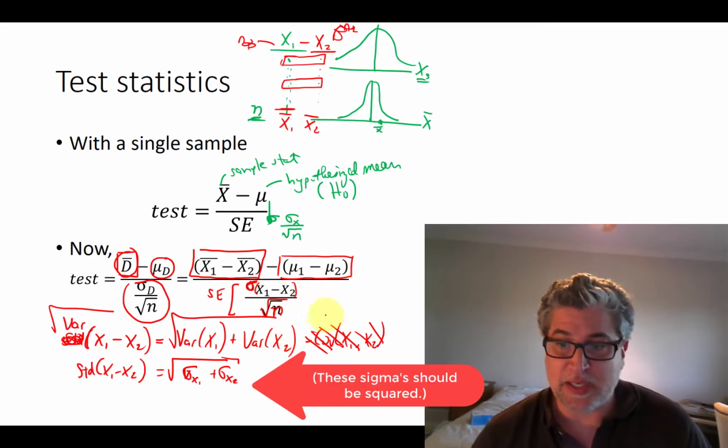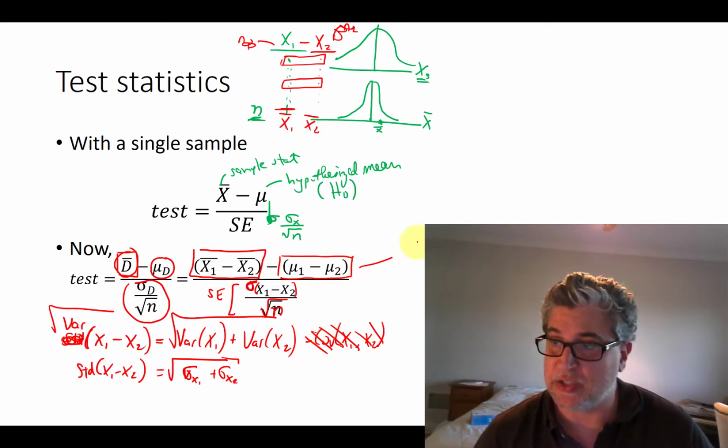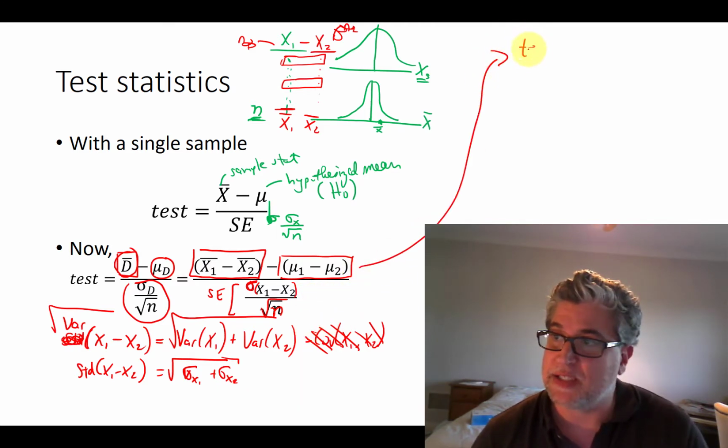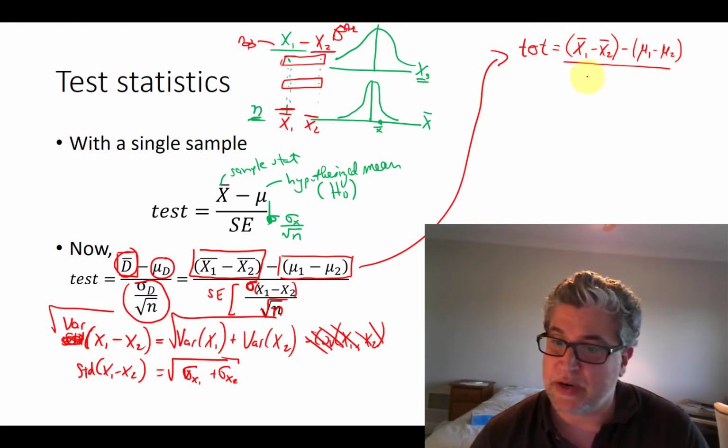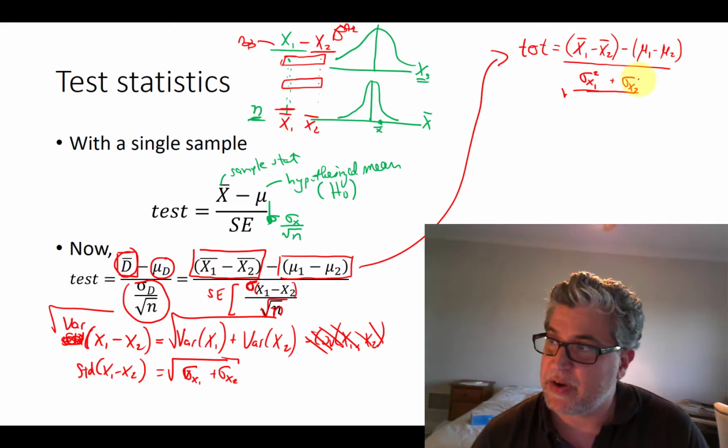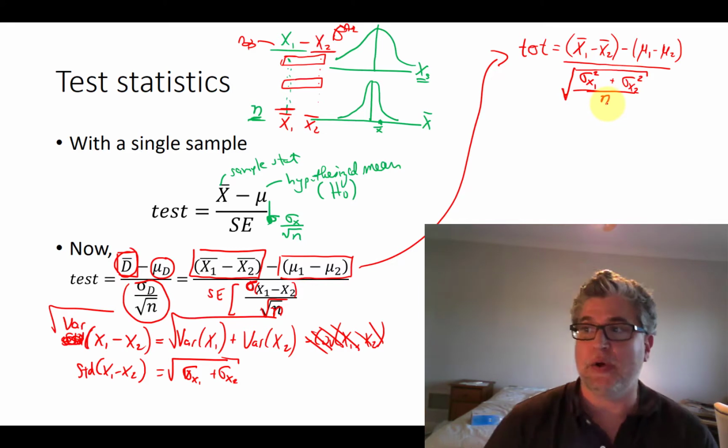So this denominator then becomes, in fact, let's just rewrite this whole thing. Our test statistic is the observed difference between the two means minus the hypothesized difference between the two means divided by the standard error. The standard error is now sigma x1, sigma x2, these are going to be variances, and then we take the square root of that whole thing.